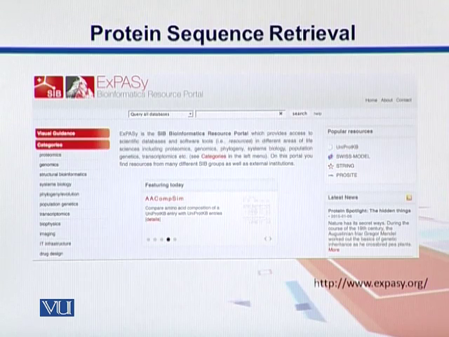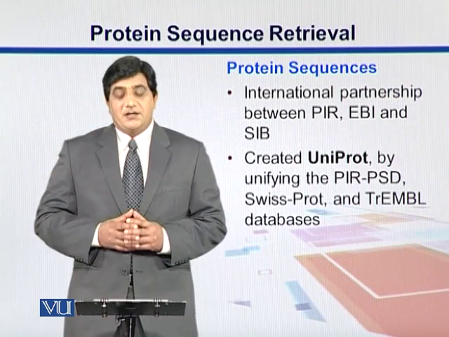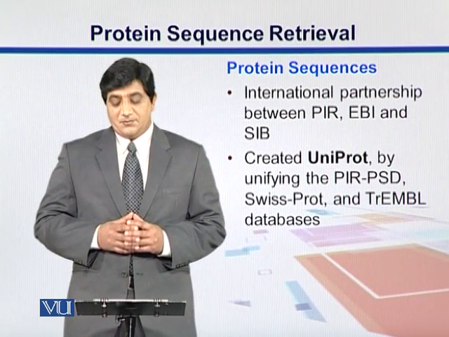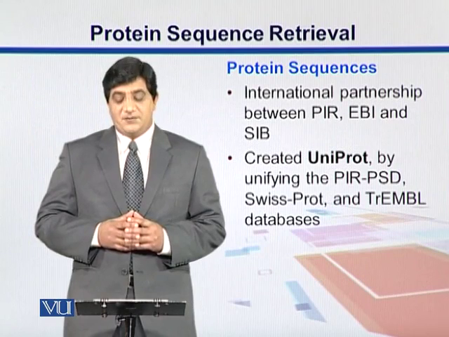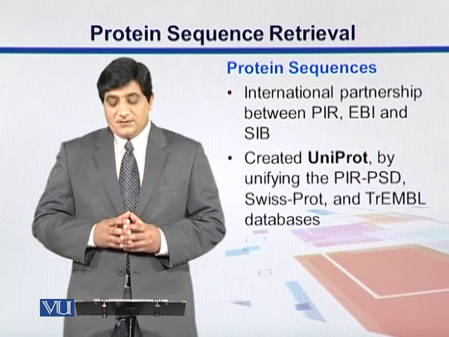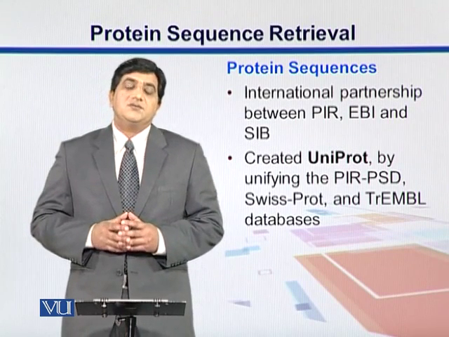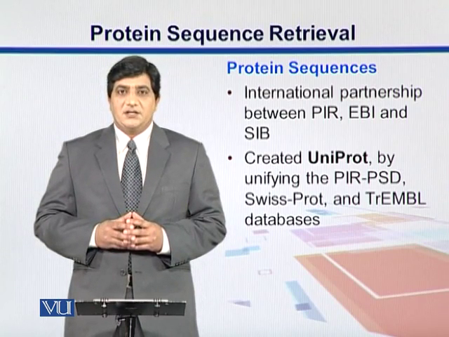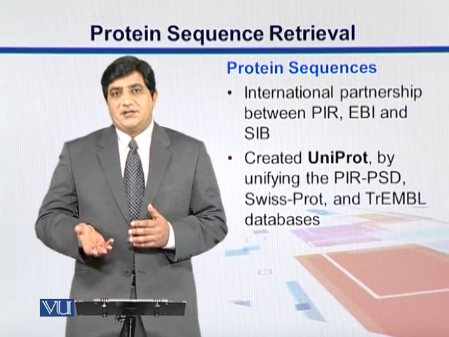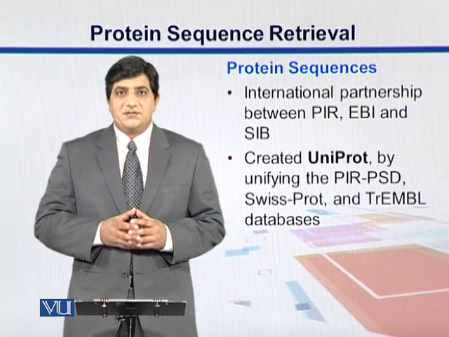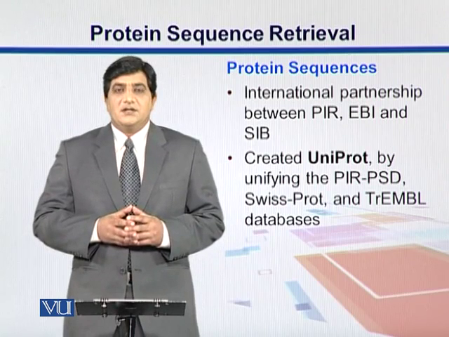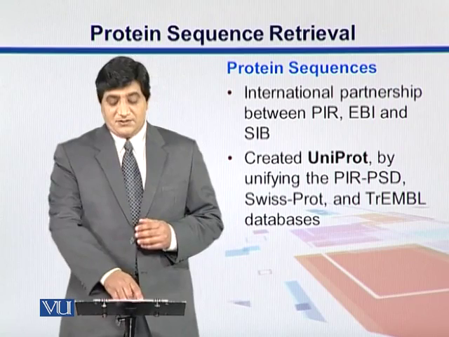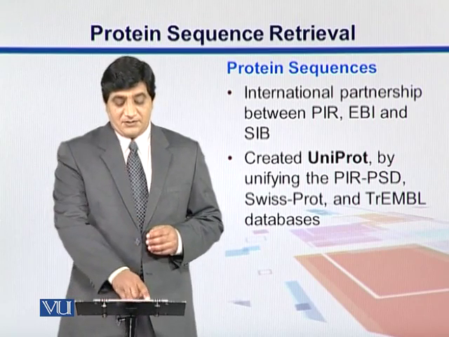In the same way, the international partnership between PIR, EBI, and SIB created UniProt. In UniProt, they put the protein sequence database of PIR called PIR-PSD, and then SwissProt and TrEMBL. TrEMBL is where we put those translated sequences from the DNA. DNA is translated into proteins, so the protein sequences actually come from different reading frames of those DNAs, using all 6 reading frames. We'll talk about those reading frames in some later lectures.